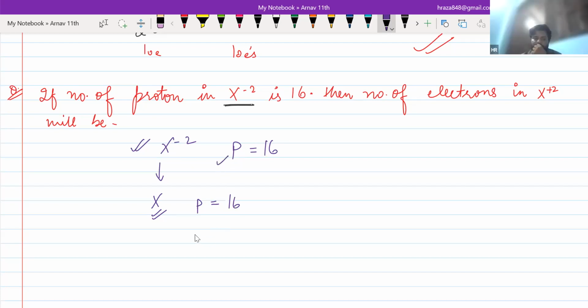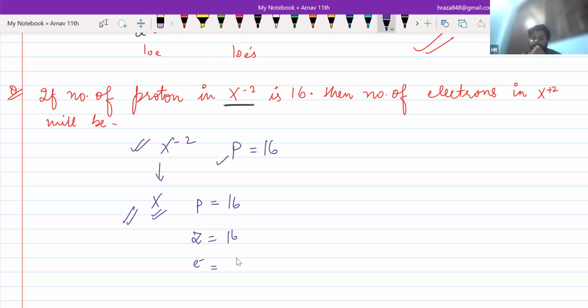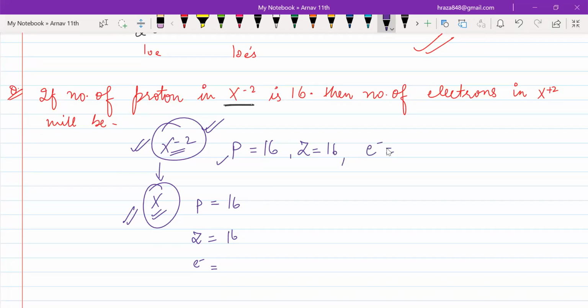What is the atomic number of this? 16. How many electrons does this have? 14. Why 14? I'm not talking about this, I'm talking about this. Then wait a minute. X minus 2. What is the atomic number of this here? Z equals to 16. And what is the number of electrons here? 16. It will be 16.